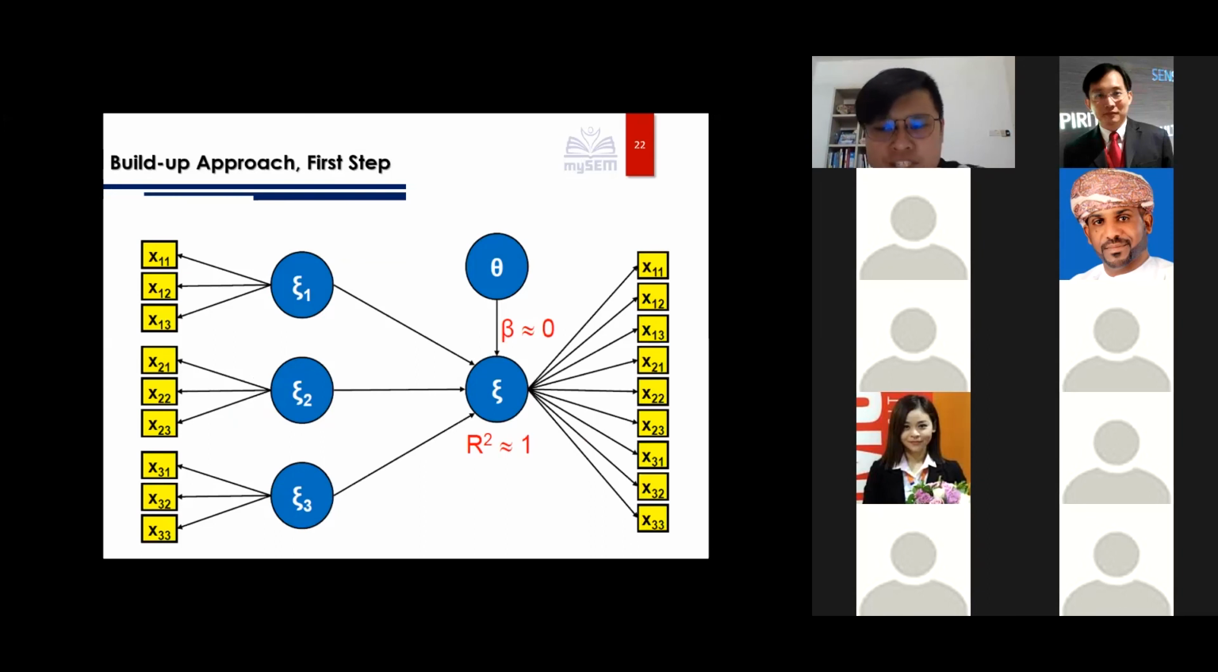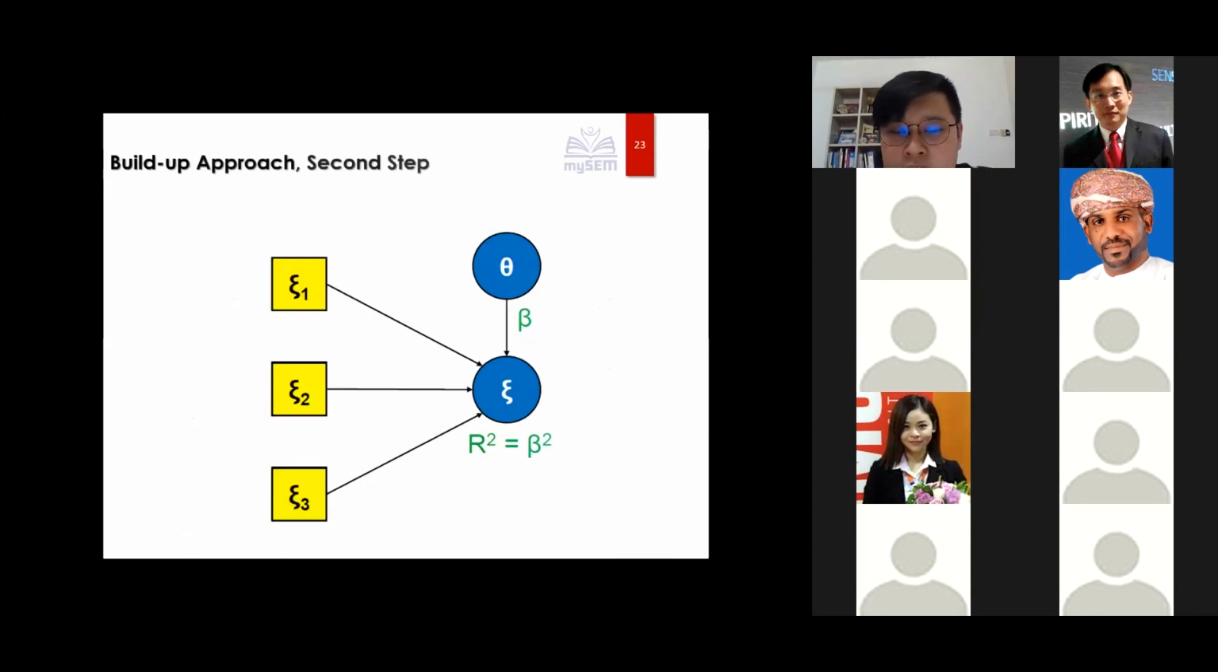When you do a two-stage approach, which is the second technique I'm going to teach today, it works like this. If you have dimension 1, dimension 2, dimension 3 pointing at your endogenous variable, and you have another variable pointing towards your endogenous variable, and you run the analysis using the repeated indicator approach, you have an issue called R square equals 1. Therefore, you need to perform a two-stage approach. You start from the build-up approach in the first step, then you save the latent variable score from the second order construct and use it in the second stage. This is what we call the disjoint two-stage approach. I'm going to show you all of this. If you are confused, later in the empirical example I'm going to show you the same thing.